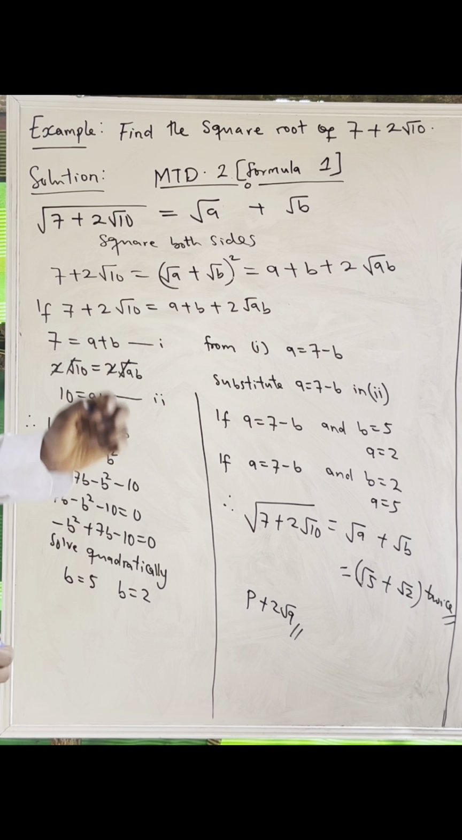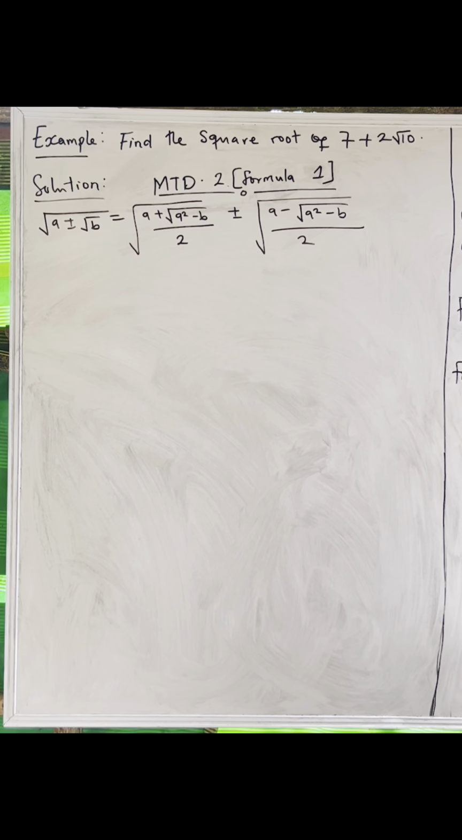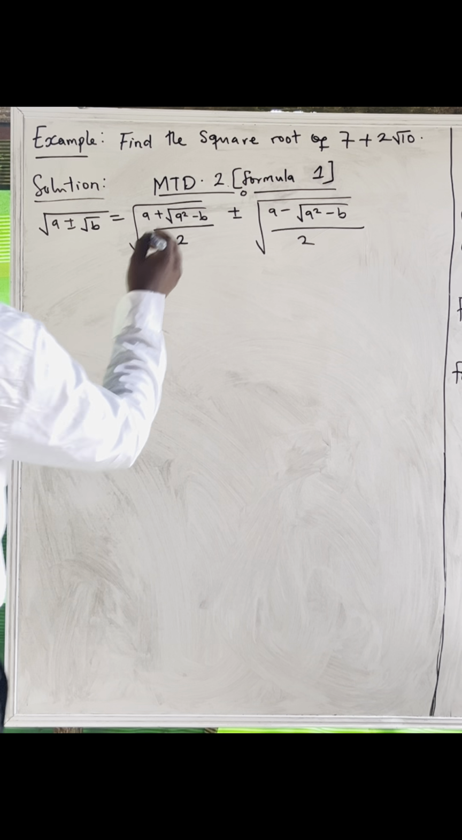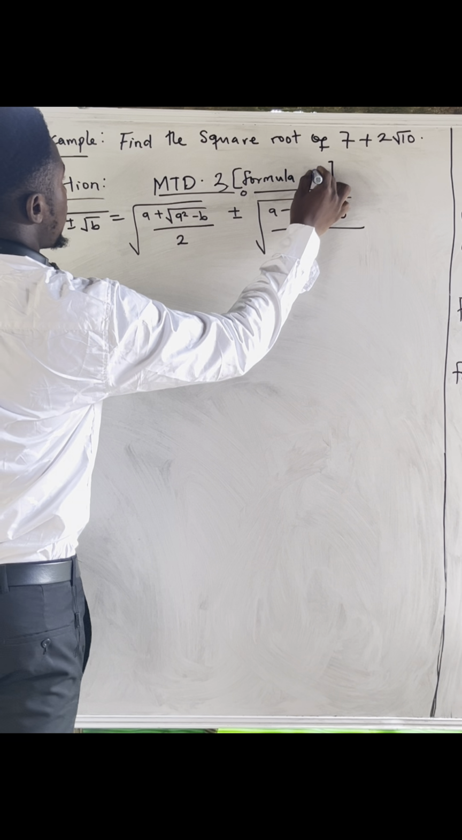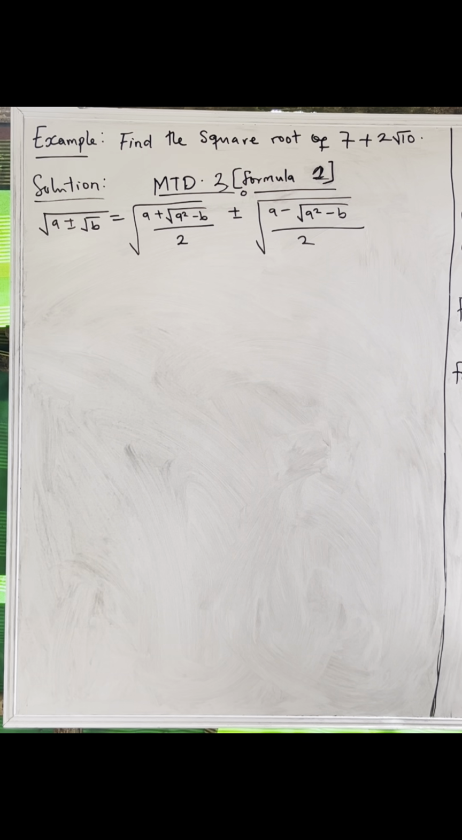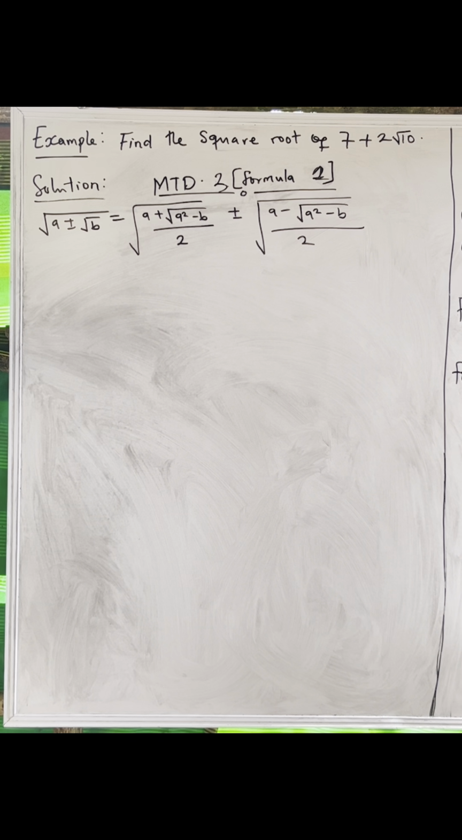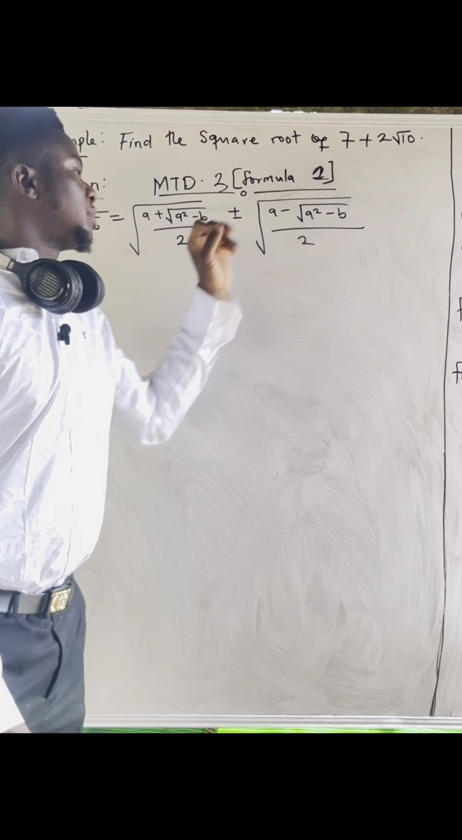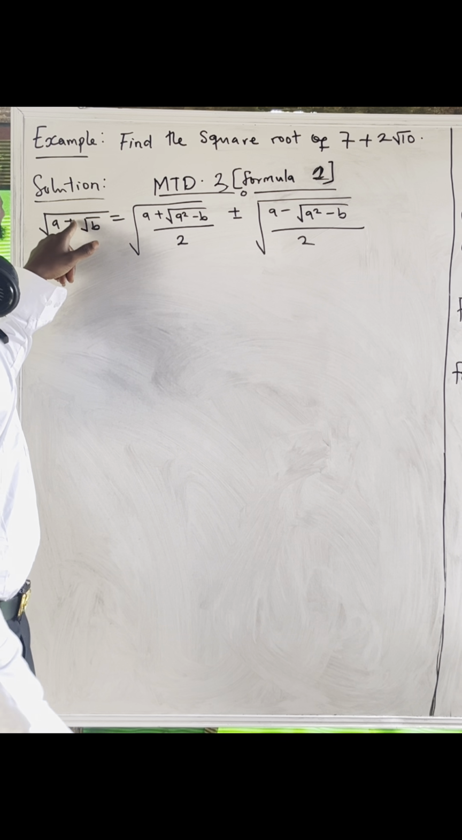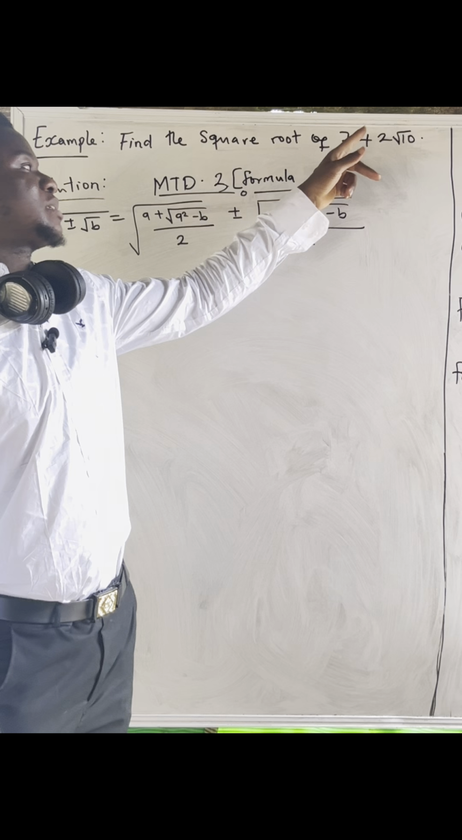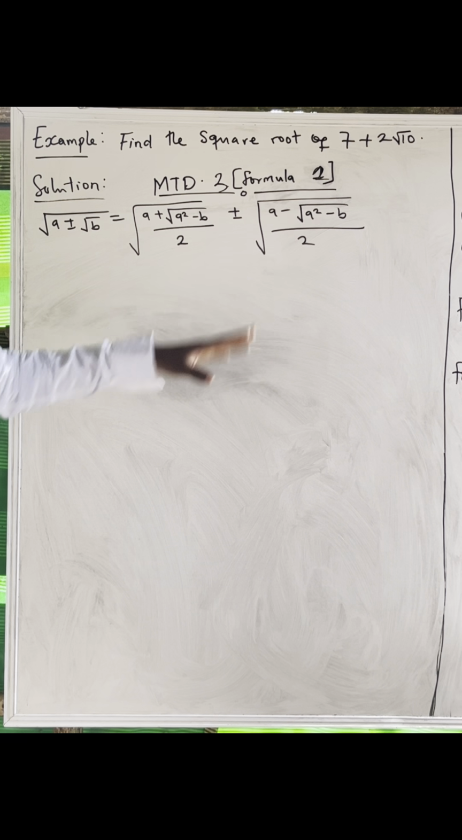Now, let's use the formula method in solving the same question also. If you are using method 3, formula 2 in solving this question, before you can use formula 2, you must firstly know this general formula. If what is in the question is plus, then here should be plus and here should be plus. But if what is in the question is minus, here should be minus and here should be minus. This is the general formula for the equation.